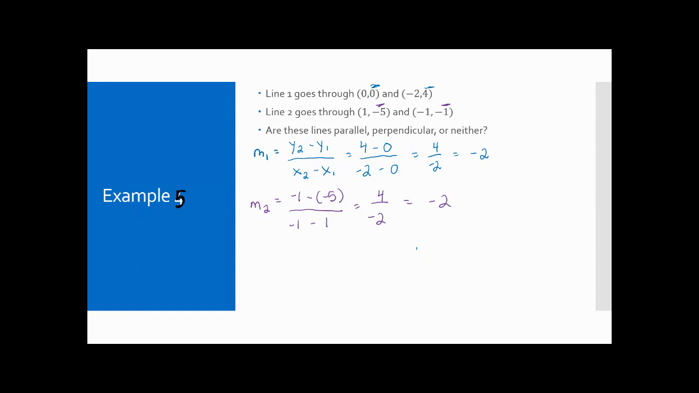Now to determine whether they are parallel, perpendicular, or neither, you look at their slopes. Their slopes here, these are the same. And same slopes mean they are parallel lines. So your answer would be that these are parallel.